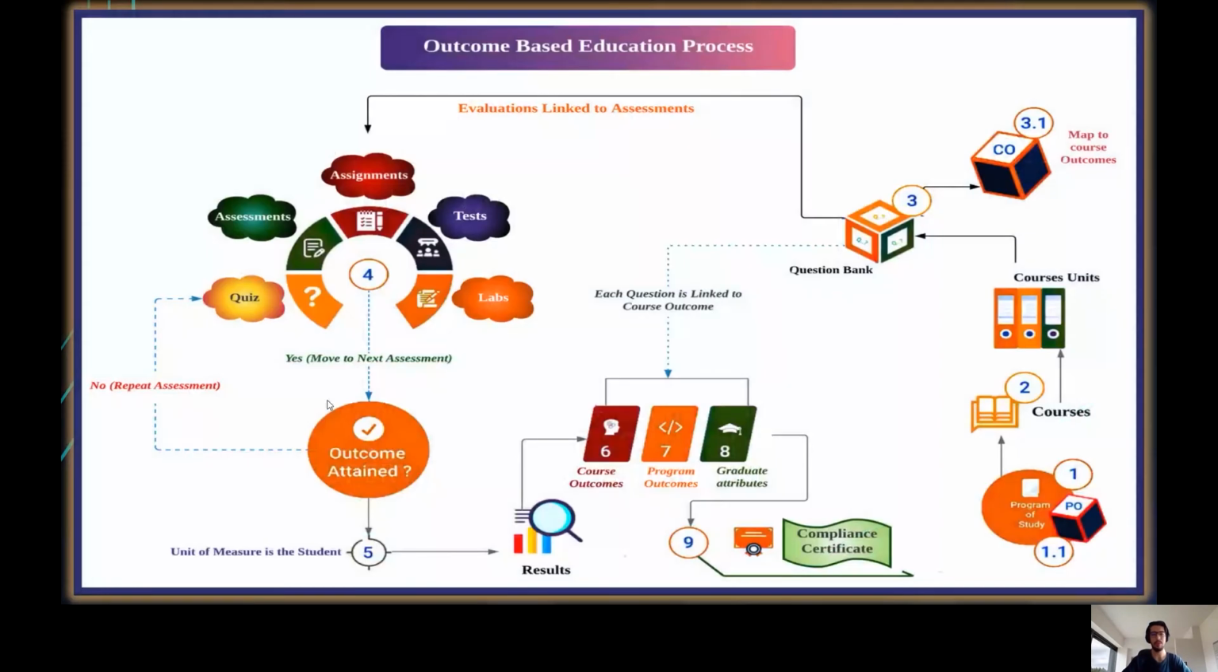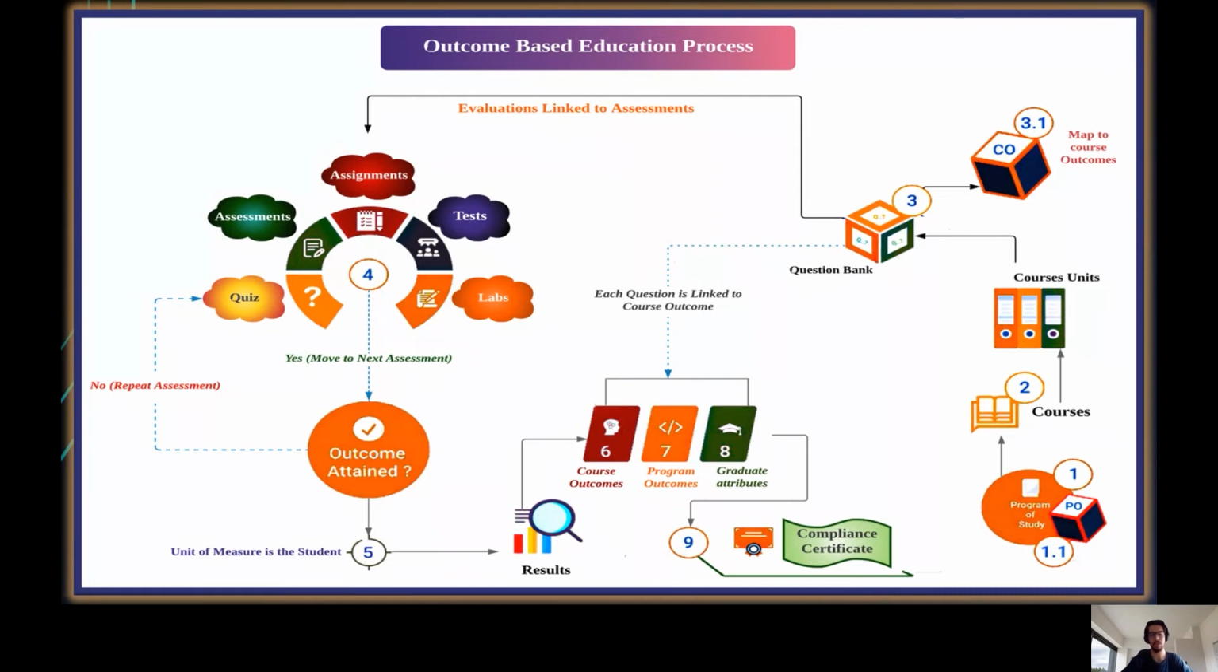Starting with the OBE process overall. In order to develop a system for a particular point, we need to understand the point in detail. So my system is to develop an outcome-based education online system that any higher education institution or university can implement and use.